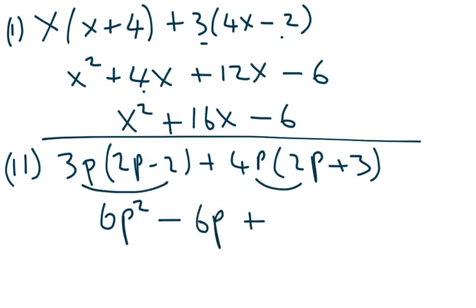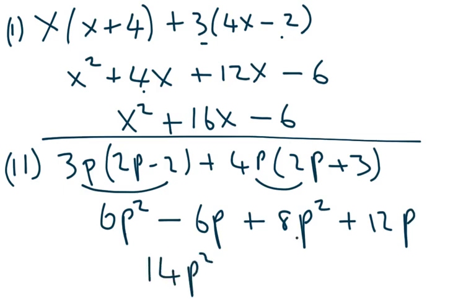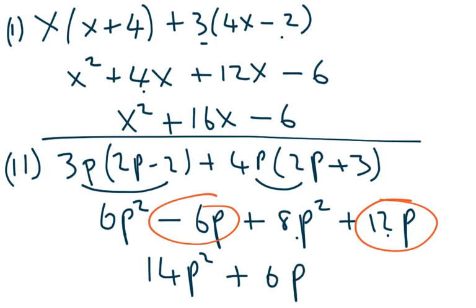Then plus 4p by 2p is 8p squared. And 4p by 3 is 12p, plus 12p. Add up my squares. 6p's and 8p's is 14p squared. And plus 12p here, and minus 6p is plus 6p. Okay, so look at those, make sure you're okay with them. And I will give you some examples to do on the next page yourself so you can practice those.